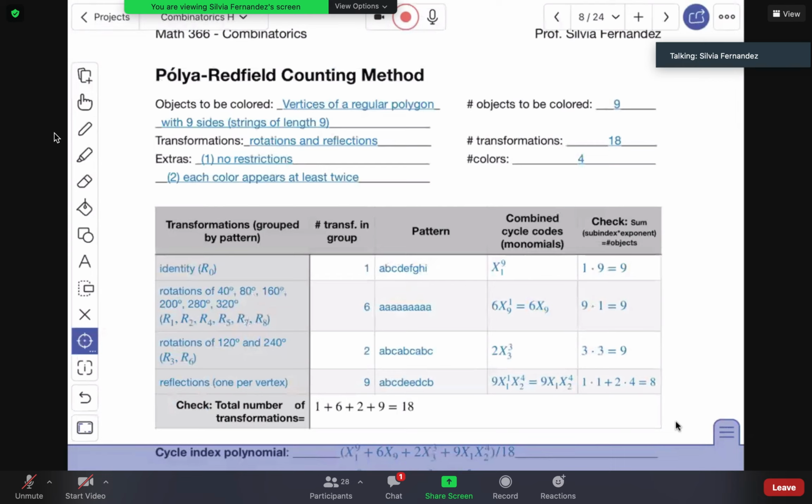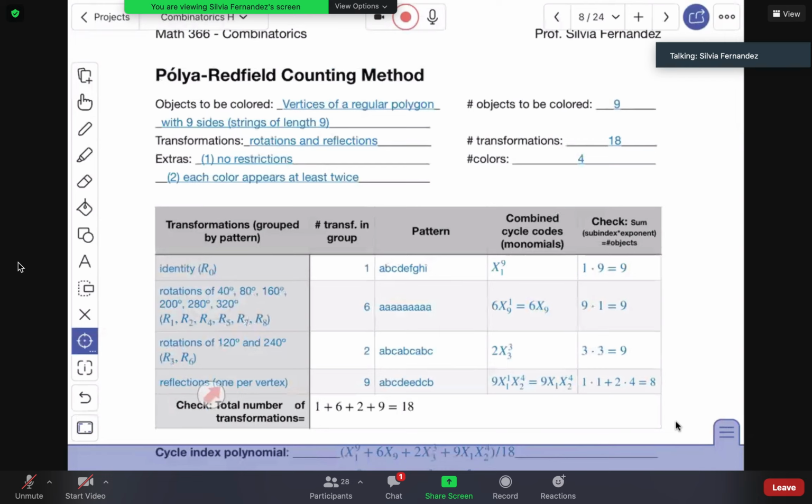And therefore, the way that I explained to get the monomial, which is actually called a cycle code. So that monomial, the cycle code, remember, this says how many letters appear exactly once. There are 9 of them that appear exactly once. Okay, so that's my cycle code for that transformation. Then I have all the other rotations, which in this case are classified into types. I'll explain that, but let me go over the reflections first because those are easier.